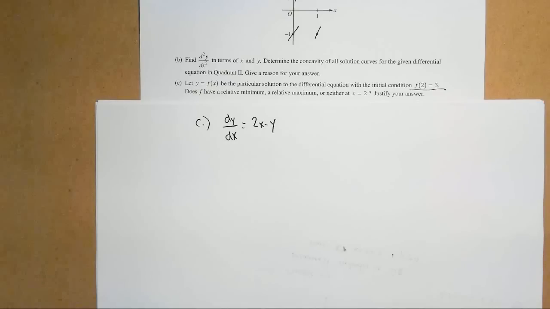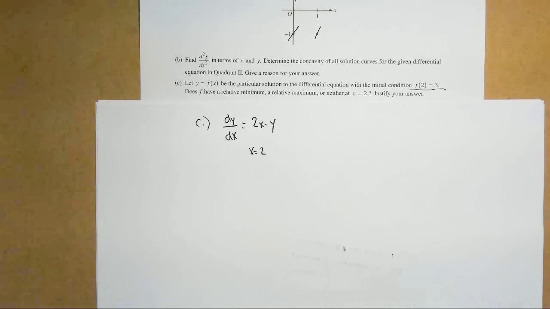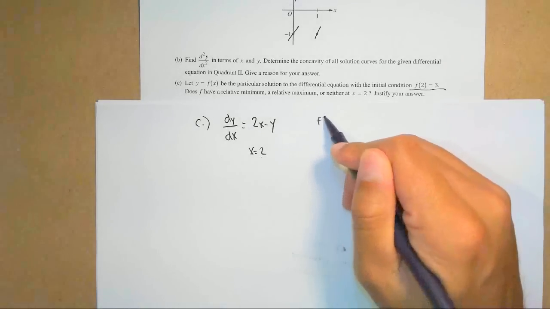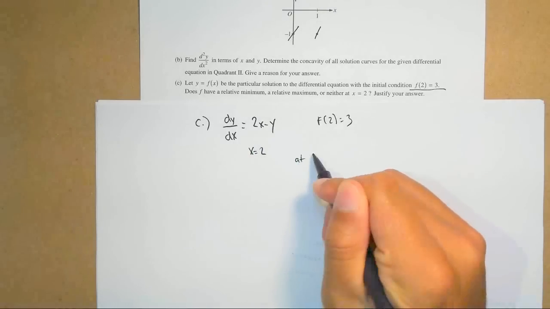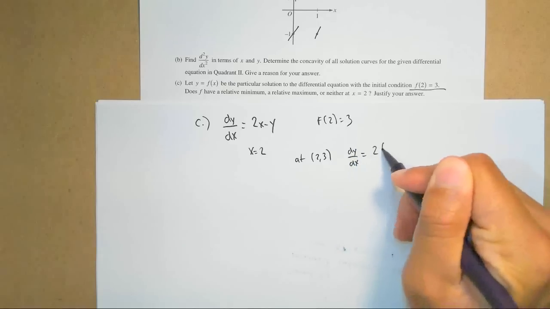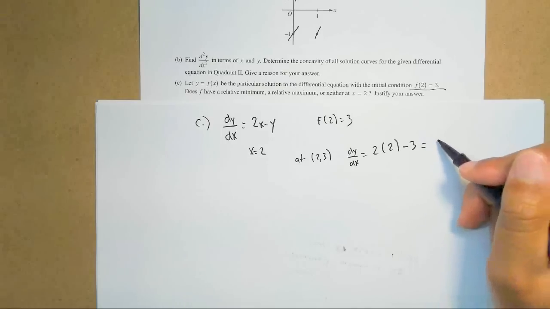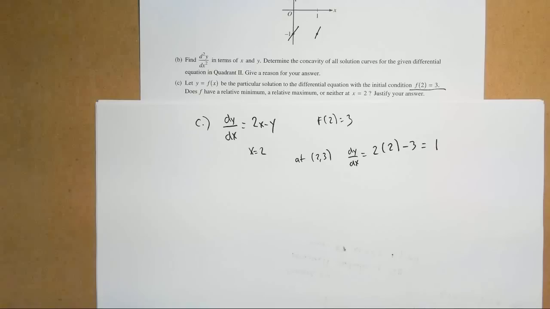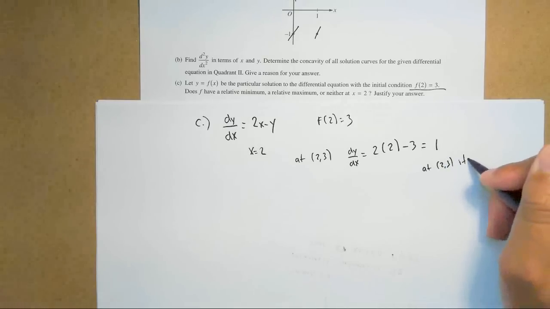They just wanted you to determine what's going to happen at x equals 2. Well, let's go ahead and plug in 2 into my derivative. Well, what's the y coordinate? Well, they did give you that the initial coordinate at 2 was equal to 3. So let's plug those into there. So, at (2, 3), dy over dx is going to equal 2 times 2 minus 3, which is going to be 4 minus 3, which is going to equal 1. Now think about it. What does it mean if I plug a coordinate into my derivative and I get a positive value? That means at (2, 3), it's increasing.